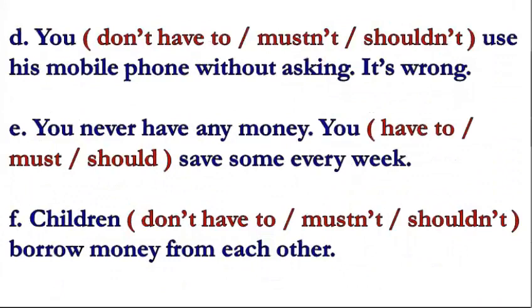You use his mobile phone without asking. It's wrong. Something is wrong. You don't have to, you mustn't, or you shouldn't. It's not a law, by the way, but it's not a good idea to use his mobile phone without asking. So yes, you shouldn't. It's not a good idea to do something, so you shouldn't. E.